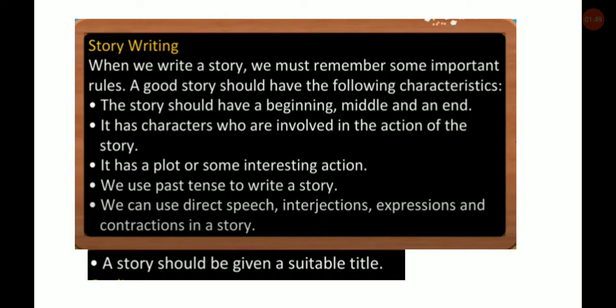We use past tense. Always remember we use past tense to write a story. We can use direct speech, interjections, expressions, and contractions in a story. And the last point is a story should be given a suitable title. First, a title has to be given, then your story, and then the moral of the story.